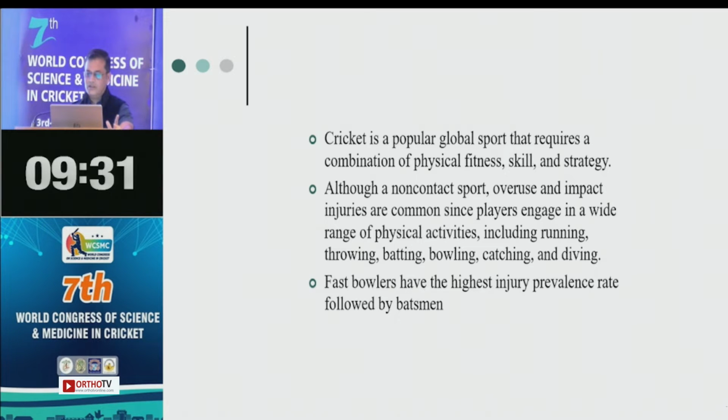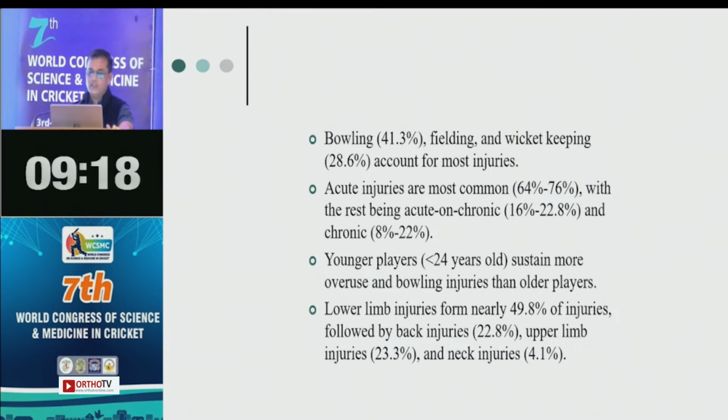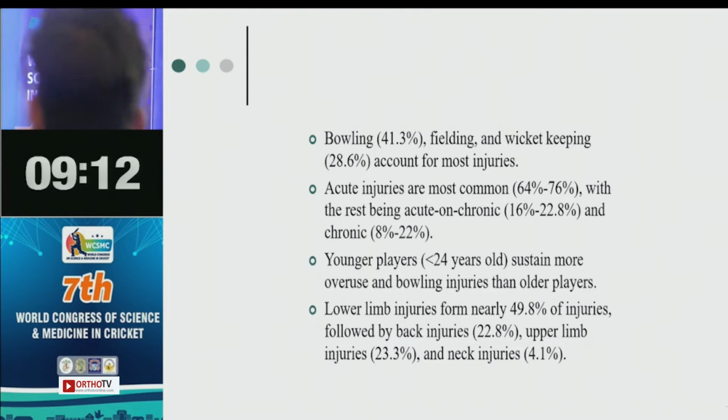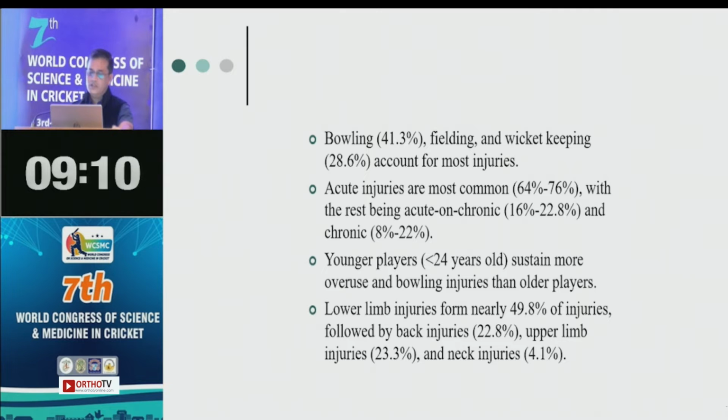So cricket is a non-contact sport, so overuse injuries are very common, and some of the injuries are also impact injuries. Fast bowlers have higher incidences of cricket sports injuries. Bowlers definitely are more prone to these kinds of sports injury. Wicket keepers definitely. Acute injuries are common. Young players are more prone to these kinds of injuries, and lower limb injuries are also more common.